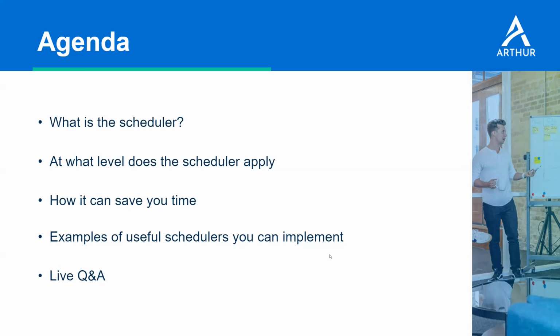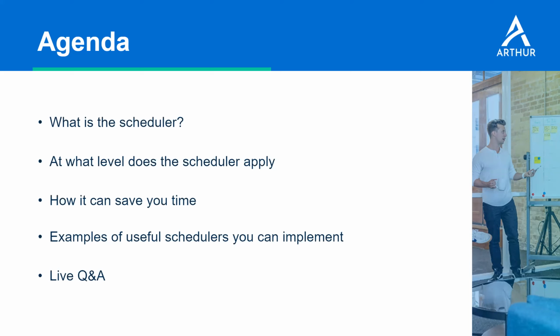So the agenda for this webinar, we will focus on all of these points. So what is the scheduler? First and foremost, we'll discuss all of the things that the scheduler can do and at what level the scheduler applies. It is important to add the scheduler in a particular place within Arthur, just so you know exactly where it will apply. So if it is at the property level, it will relate to the whole building and all of its tenants within, and so on, in accordance with the Arthur hierarchy.